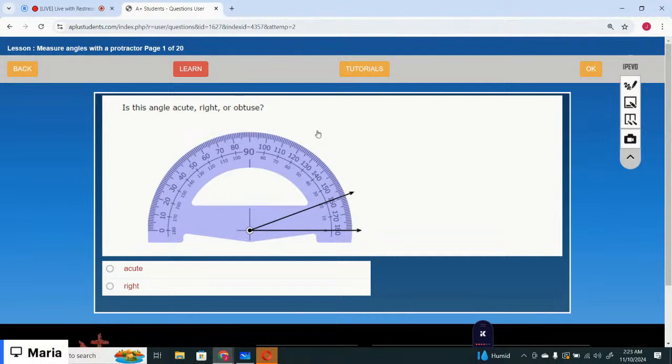Okay, just look at the angle, right? One of the lines is aligned with 0 on this side, so you need to count the inner one: 0, 10, and 20. The other line is aligned with 20. 20 is less than 90 degrees, so that is an acute angle. The correct option is acute.